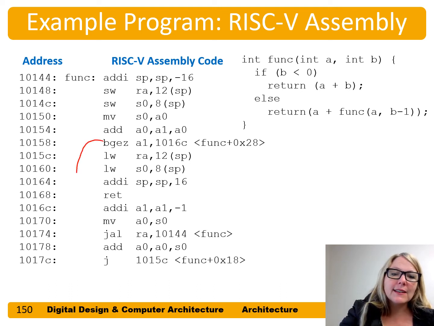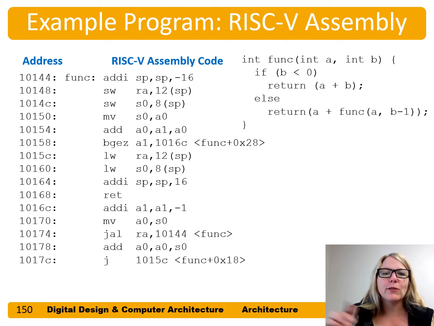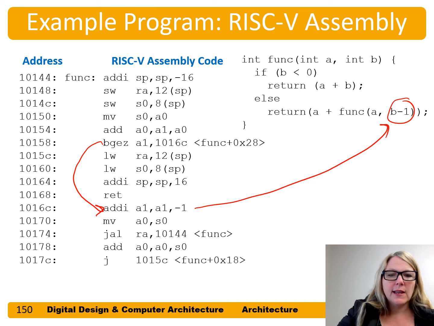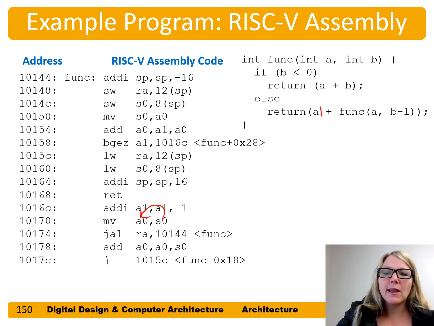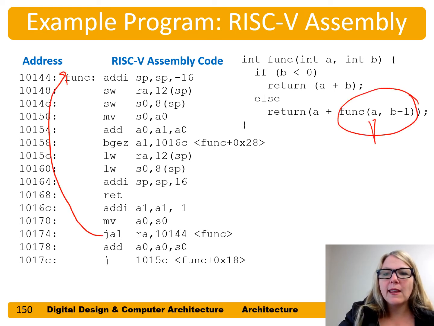But if this branch is taken, so B is greater than or equal to 0, right, here's B, A1, the first argument, and here's our 0th argument and our first argument. If that branch is taken, then B is decremented by 1. This is this part, B equals B minus 1. And then S0 is moved into A0, so A here. And then func is called again with now arguments A, and instead of B, B minus 1.